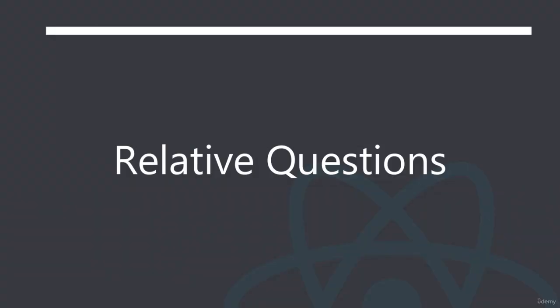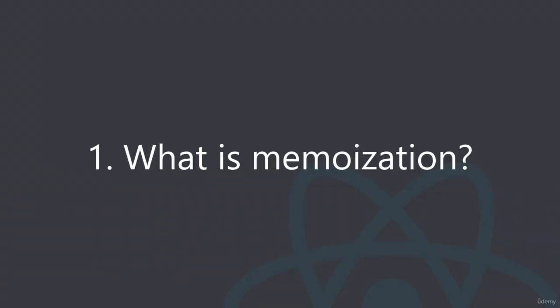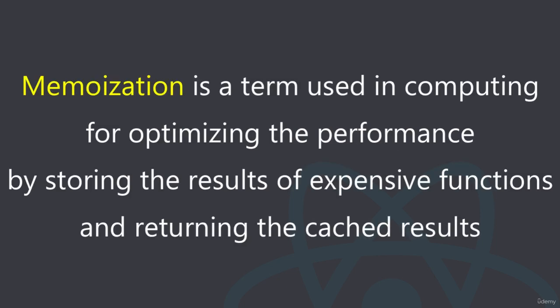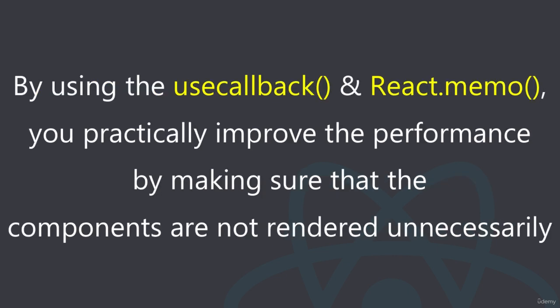Now let's talk about related questions. The first question is, what is memoization? Memoization is a term used in computing for optimizing performance by storing the results of expensive functions and returning cached results. So this is what memoization is all about. By using useCallback and React.memo, you practically improve the performance. You make sure that the components are not rendered unnecessarily.